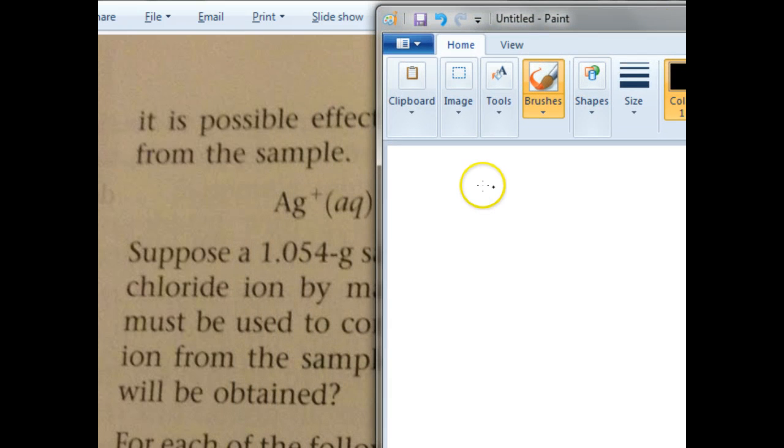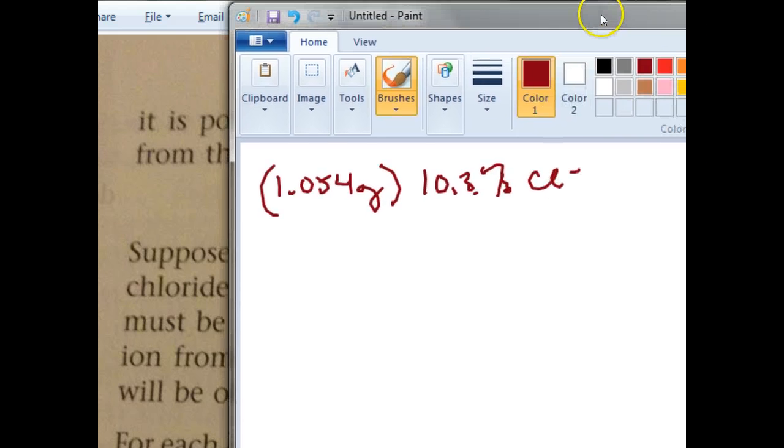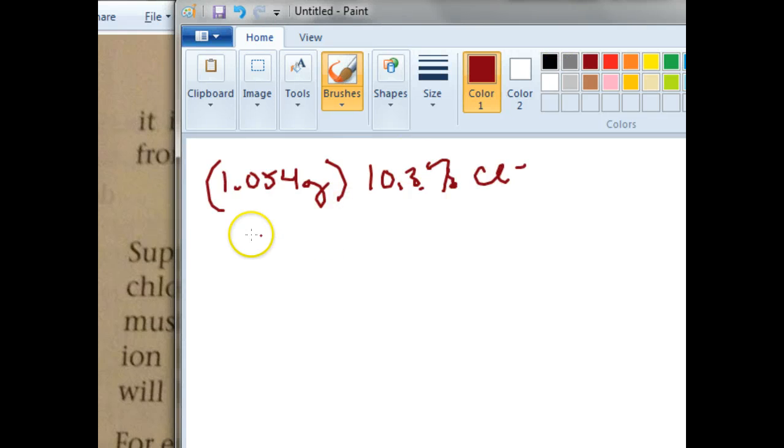Well, they said 1.054 grams of something, which is 10.3% chloride ion. So how much chloride ion are we talking about? You know where this is going, right? Of course you do.